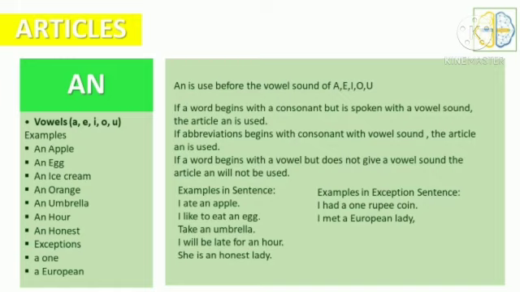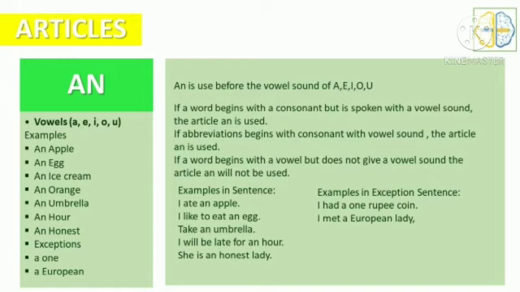Same thing for European, because the sound of E is A, as in egg, elephant. But when the word Europe is there, the sound of E is U, like university, and here it is again a consonant sound. So the article a is used here. Article an will not be used.